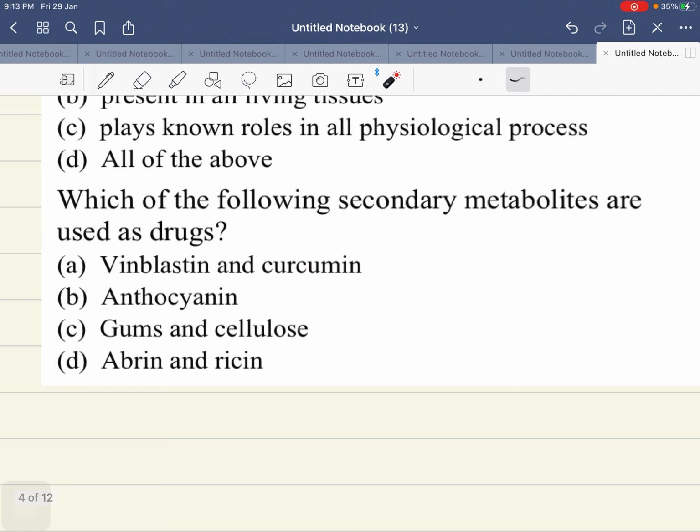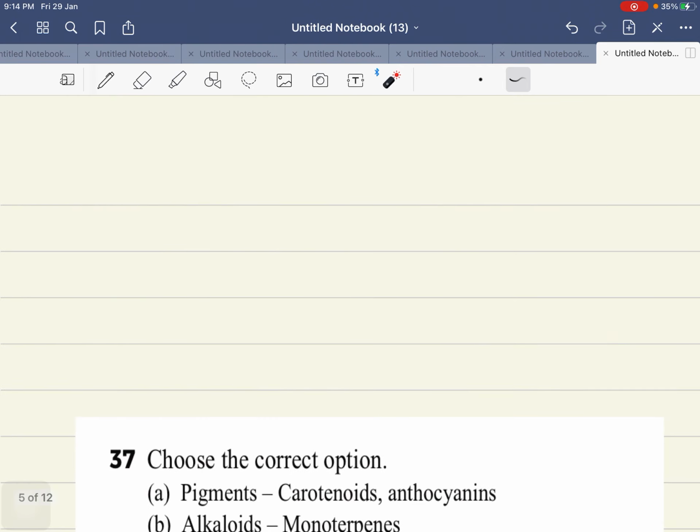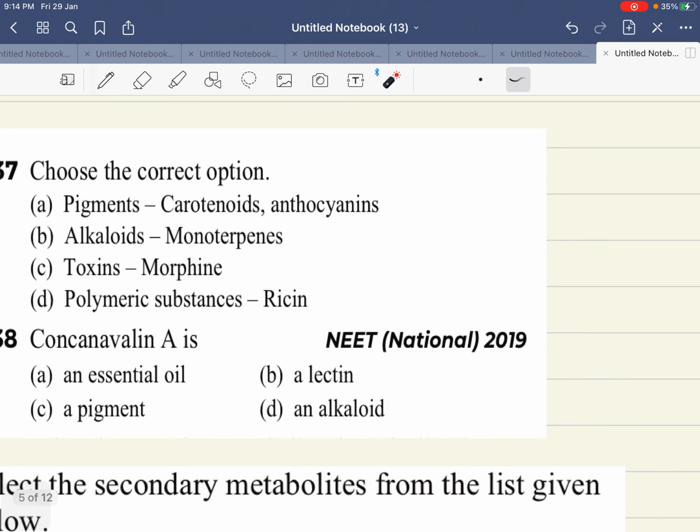Next question: which one of the following secondary metabolites is used as a drug? See, anthocyanin is a pigment, right? Gums and cellulose are not used as drugs. Abrin and ricin, that is again not. So only one option is left, curcumin and vinblastine. It is given in our NCERT that vinblastine and curcumin are secondary metabolites used as drugs. Please write it in bold letters and mark in your NCERT that these are secondary metabolites used as drugs.